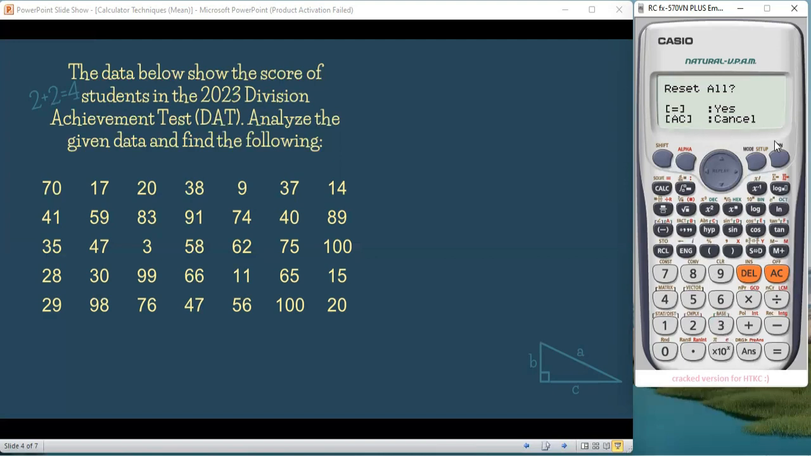And equal for yes daw po. So that is yes. Then press AC. So press po natin sa AC. Para po ulitin natin, that is shift again, 9, clear, all, and that is equal sign and AC. So yan, na-clear na po lahat.